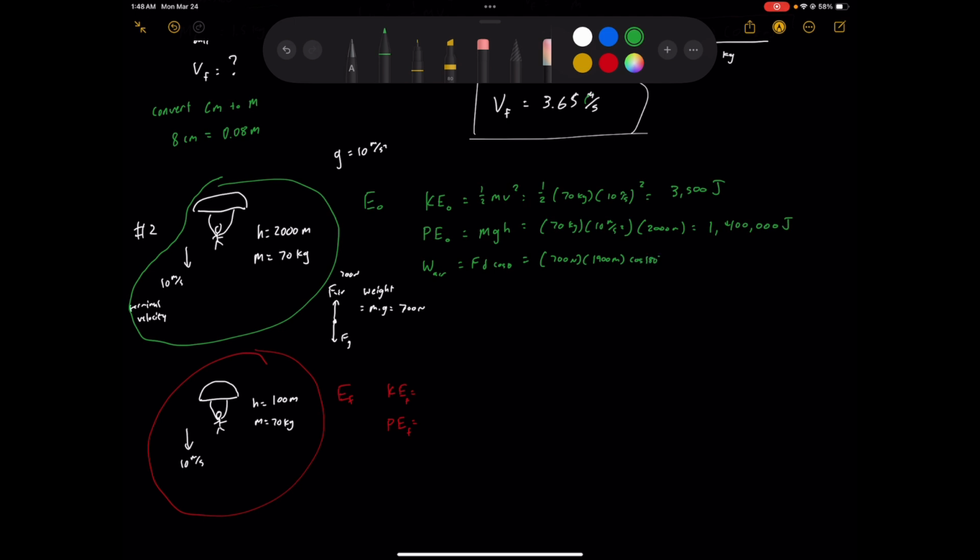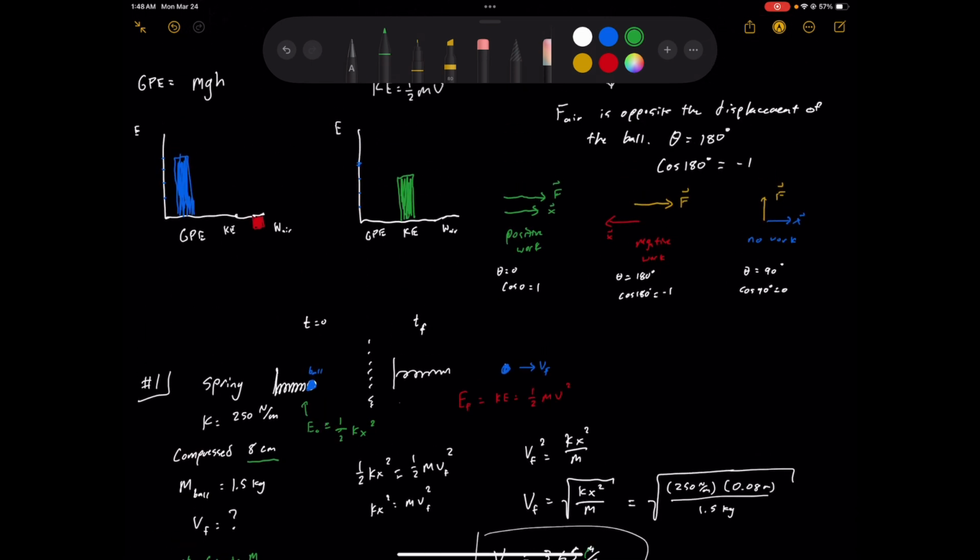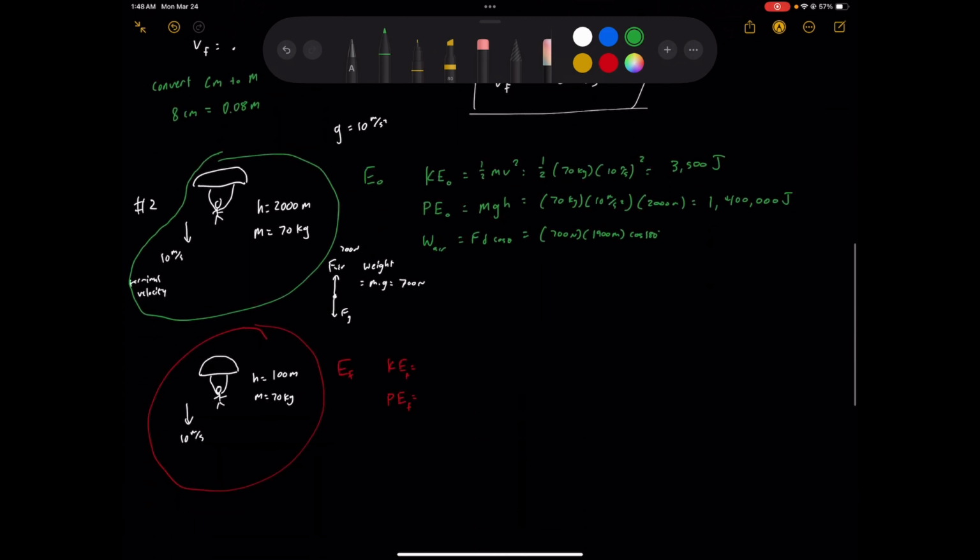Now remember, I want to specify: why is it cosine 180? Well, the air resistance is going up. The displacement, he's displacing downward. And going back to our previous example, emphasizing negative work, if they're in opposite directions, the work done is going to be negative, right? So there's negative work done by friction.